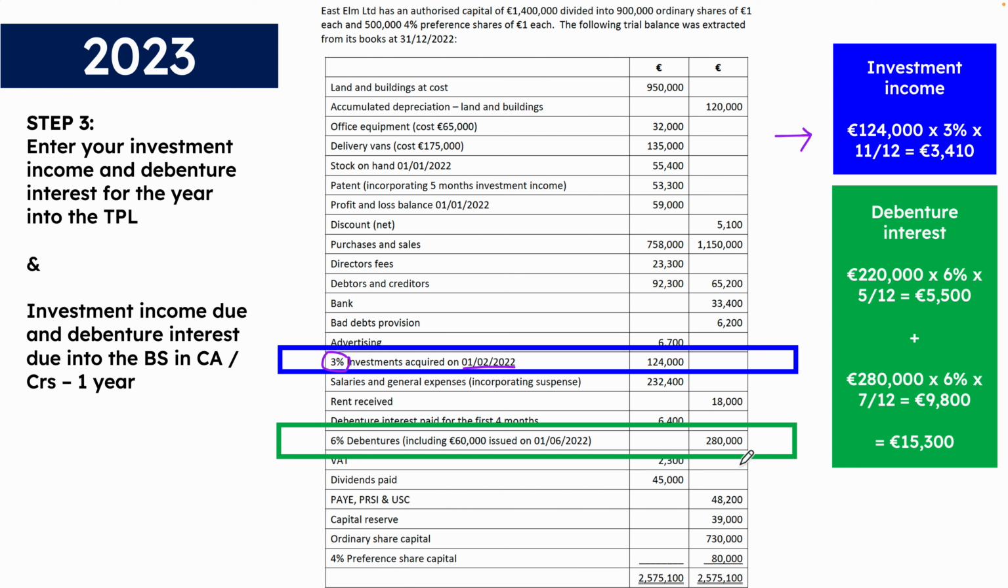So you have 280,000 debentures at the end of the year, but before the end of the year, on the 1st of June, they got a top up of 260. So before the 1st of June, they only had 220. So 220 by 6%, which is the fixed rate of interest there, multiplied by 5 over 12 months, gives us 5,500. And then 280,000 by 6% multiplied by 7 over 12, so the last 7 months, is 9,800. We add those two together, we're going to get 15,300 debenture interest for the year.